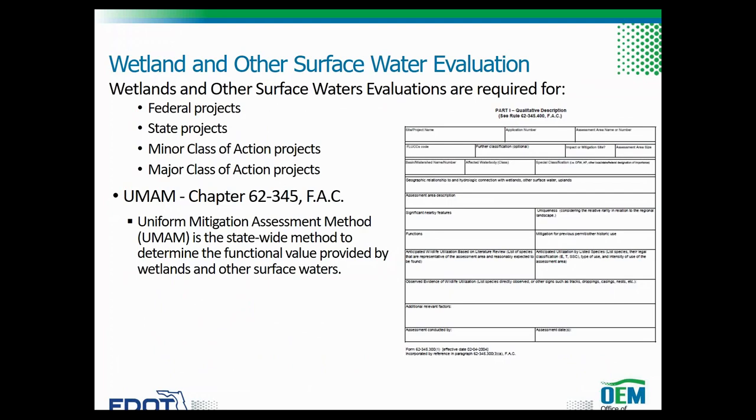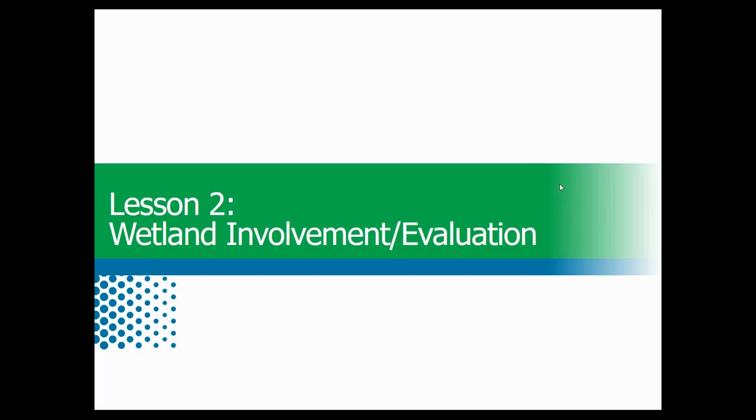Use the functional assessments to estimate the amount of wetland mitigation needed for the project based on functional loss and the importance of the affected wetlands to the surrounding biological community. For large-scale projects, when UMAM is not practicable, the district should coordinate with the appropriate regulatory agency to determine if an alternate assessment or UMAM modification can be utilized for the project. If the district intends to advance permitting activities prior to design, a greater level of detail will be necessary. The functional assessment will be refined and finalized during permitting. In Lesson 2, we will discuss wetland involvement and wetland evaluation.